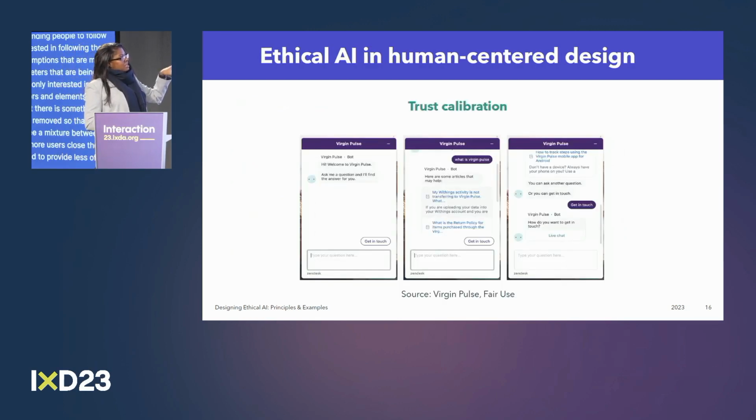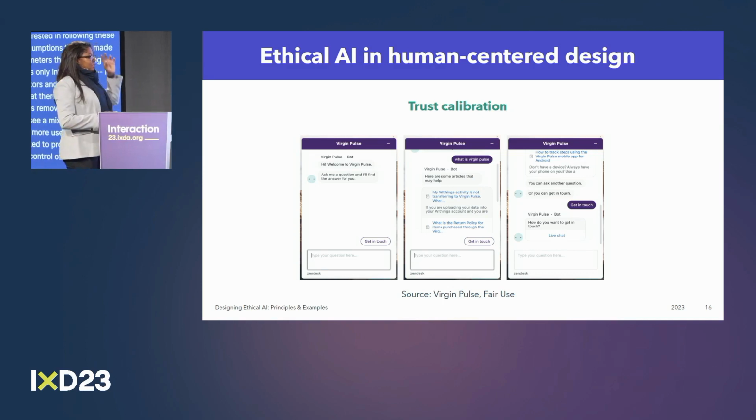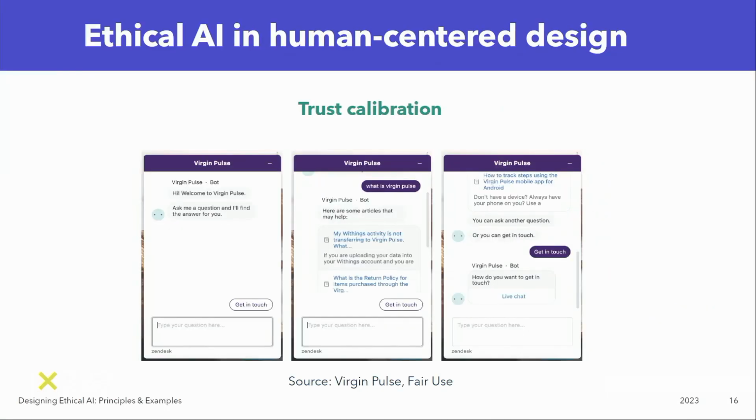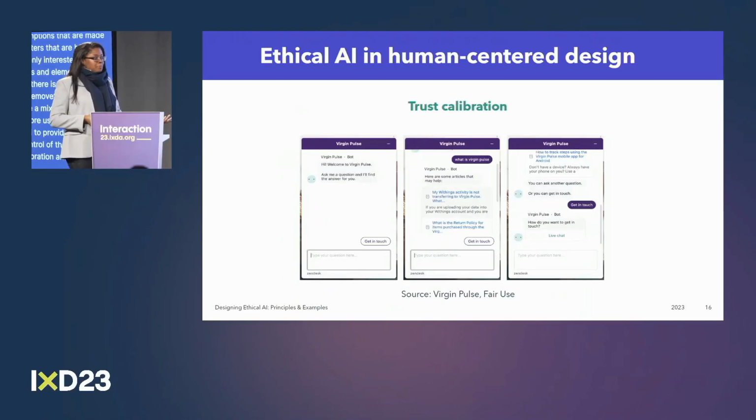Okay, so here is an example of trust calibration. And this is a chatbot from Virgin Pools. Trust calibration is essentially to help users align with what AI can actually deliver for them. In this conversation, as a user, you start, and the first thing that you see is, okay, ask me a question and I'll find the answer for you.